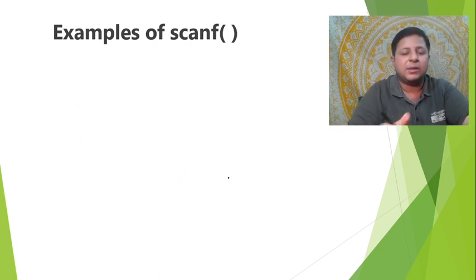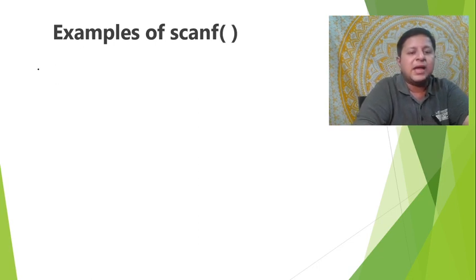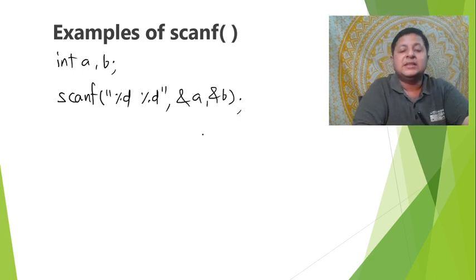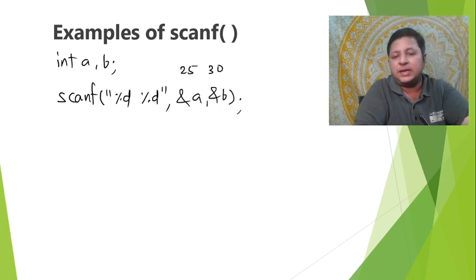Okay, so let's look at some of the examples. Suppose I do something like this. I've got, let's say, int a and b. So scanf("%d %d", &a, &b). Now this is a normal scanf. So if I put something like 25 space 30, it's going to check 25, is it matching with %d? Is the format proper? Yes, 25 will be stored in A. Then is the second format proper, %d? Yes, it will be stored in B.